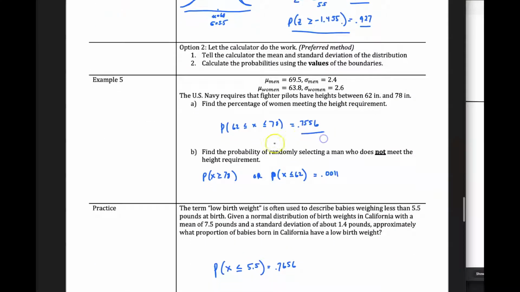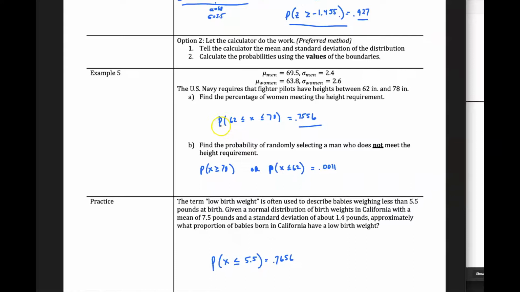Here's the answer. What we're really doing is asking, what's the probability that a woman's height is between 62 and 78? We know heights are normally distributed in the world, meaning that if you collected the data of heights in women, it would follow this form. We would know it has a mean and standard deviation. So what we do is we calculate that there. So I need the 63.8 and 2.6.